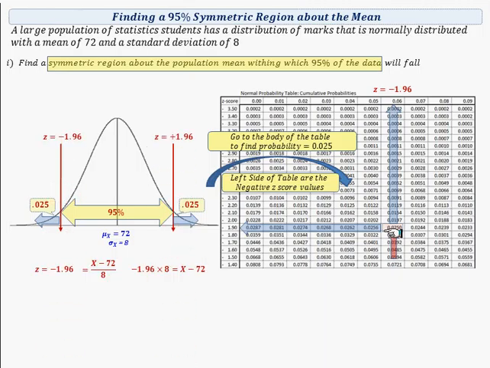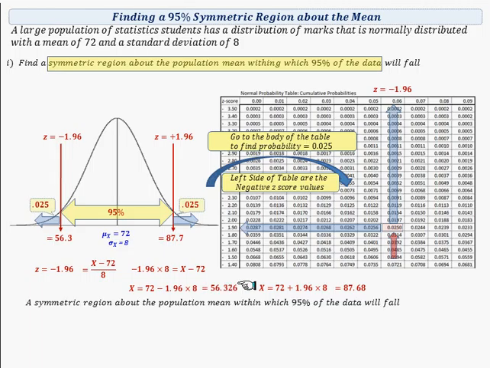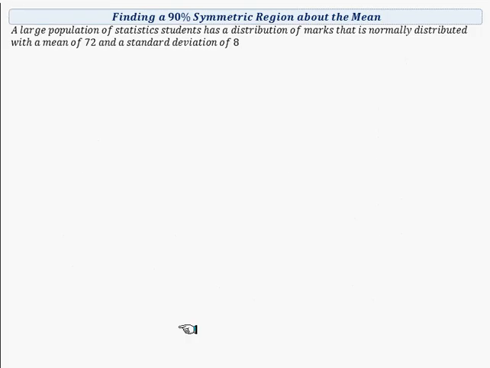And converting that critical value to an x value, you can see it on the screen here. That critical value on the left is 56.3, and on the right it's 87.7, where we rounded to one decimal. And the symmetric region then about the mean within which 95% of the data will fall is given here. We go to one decimal beyond that of the data.